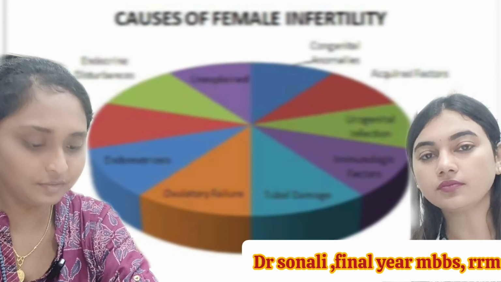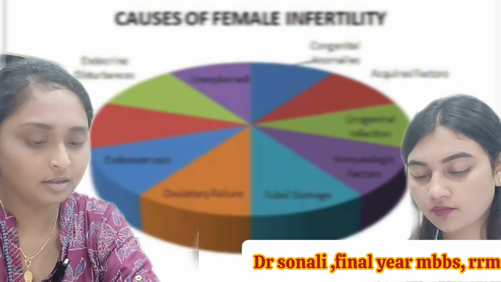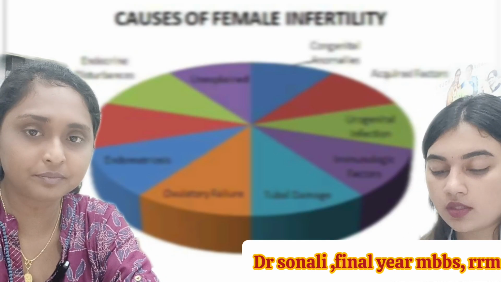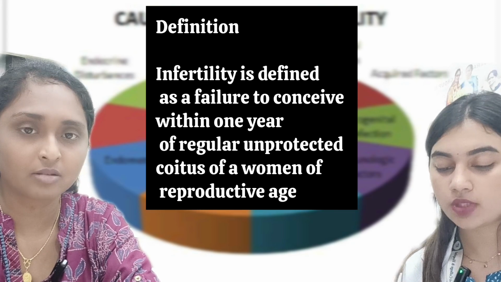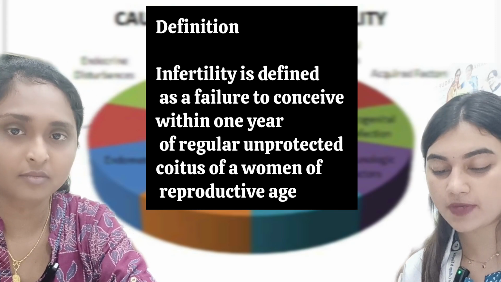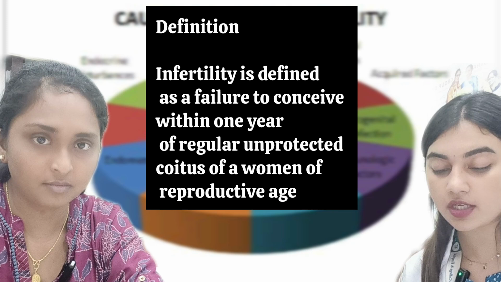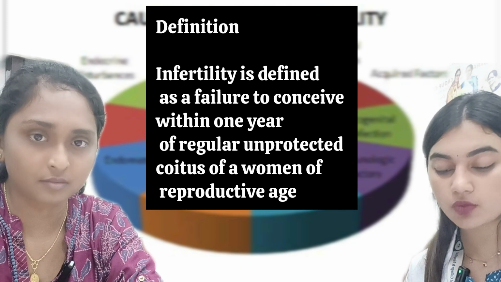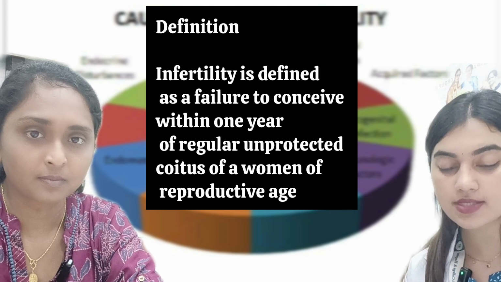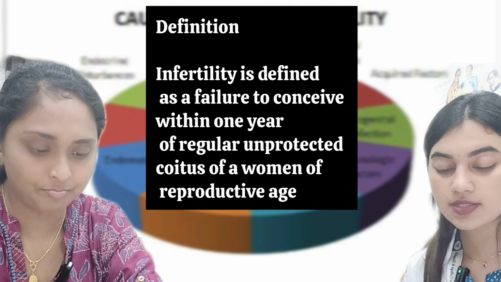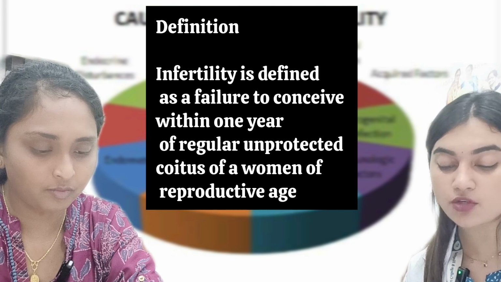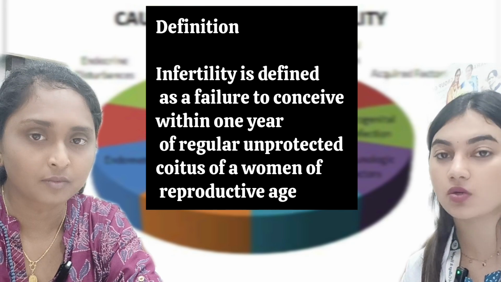Today we are learning about infertility. So how do you define infertility? Infertility refers to the inability of a couple to achieve a pregnancy after 1 year of regular unprotected intercourse in a woman of reproductive age who has never conceived before. The incidence is 10 to 15% in couples affecting globally.